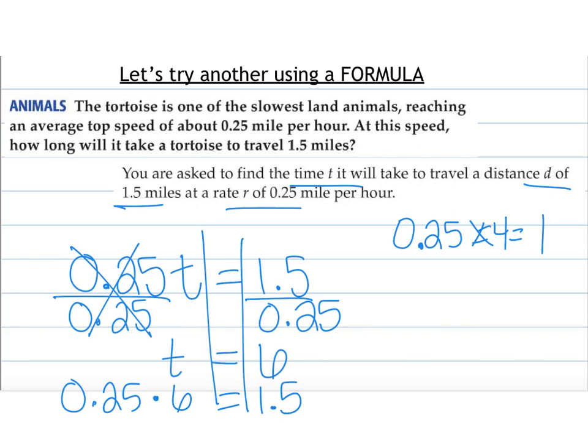So then t equals 6, and again, what is it asking us? Let's go back just to make sure. It says at this speed, how long will it take a tortoise to travel 1.5 miles? So we know that it's going 0.25 miles every hour. So it's going to take him 6 hours. That is a really long time.